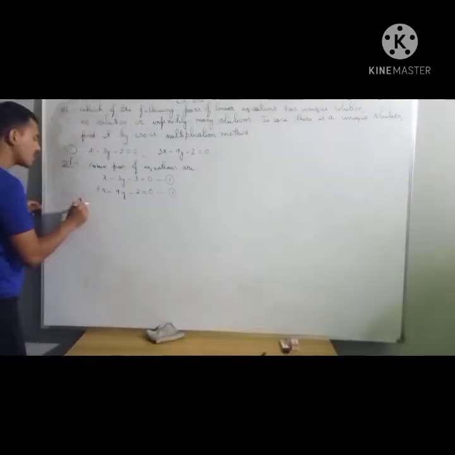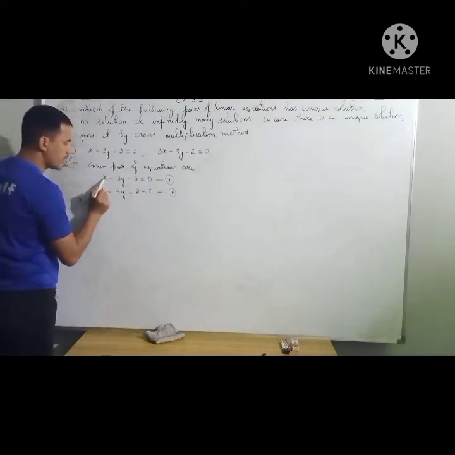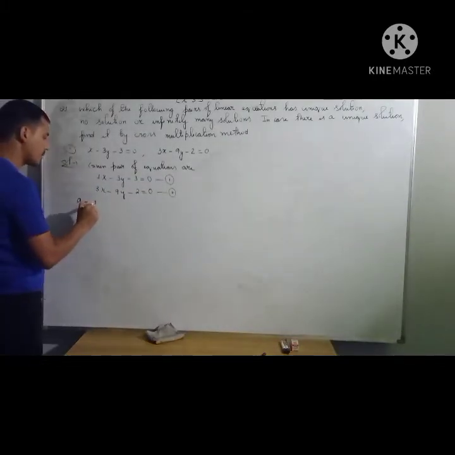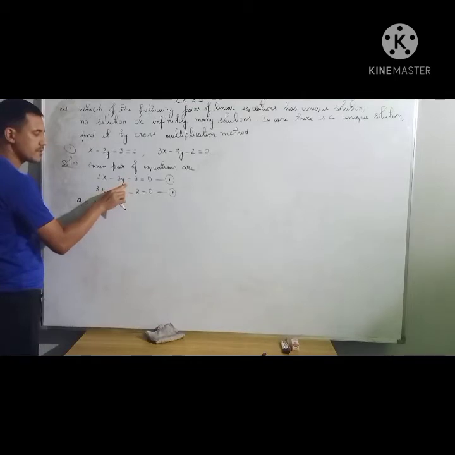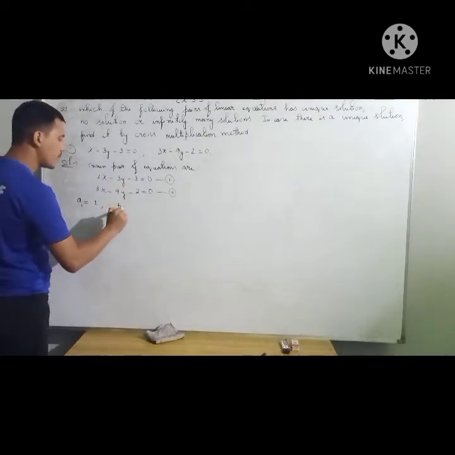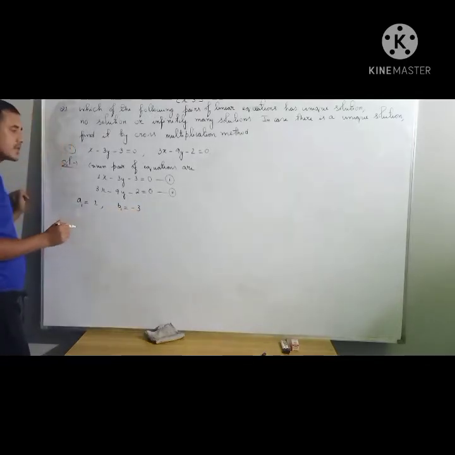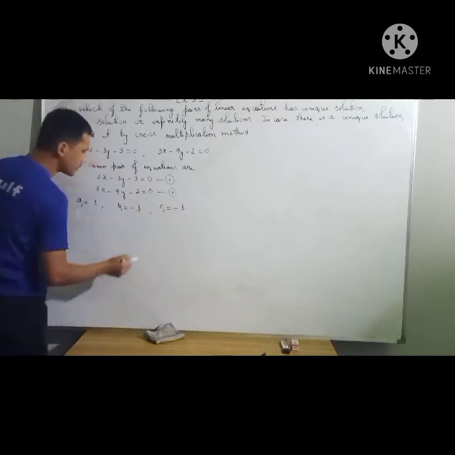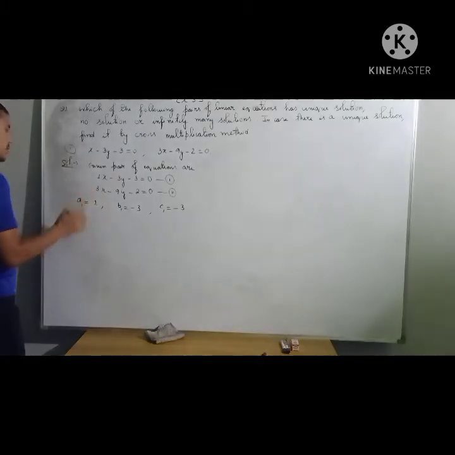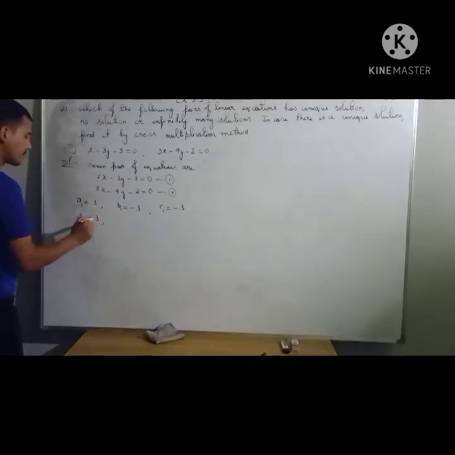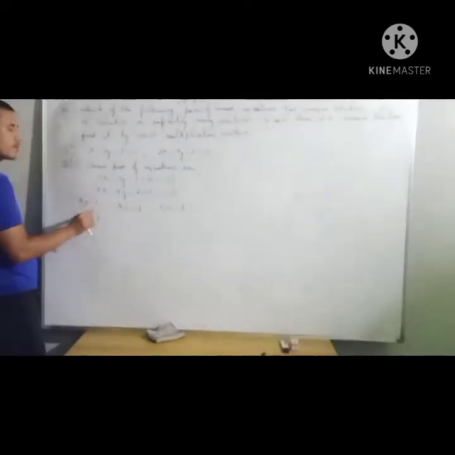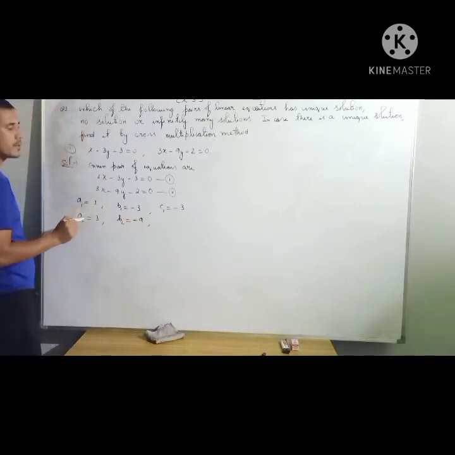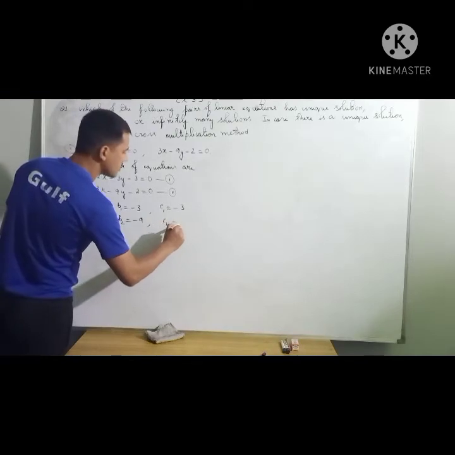So a1 means the coefficient of x in the first equation. Here x is present, so its coefficient will be 1. So a1 is 1. Here the coefficient of y in the first equation is minus 3. So b1 is minus 3. And the constant term in the first equation is minus 3 again. So c1 is also minus 3. Now the coefficient of x in the second equation is 3. a2 is 3. The coefficient of y in the second equation is minus 9. So b2 is minus 9. And the constant term in the second equation is minus 2. So c2 is minus 2.